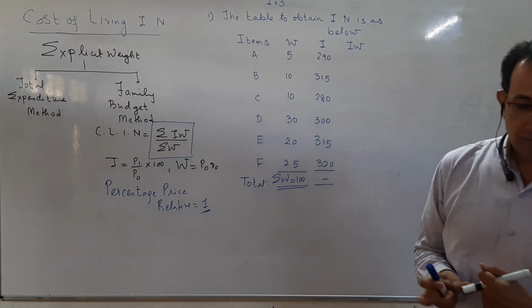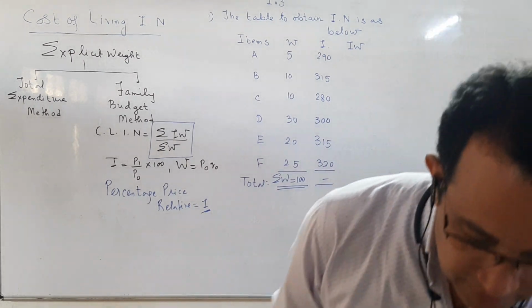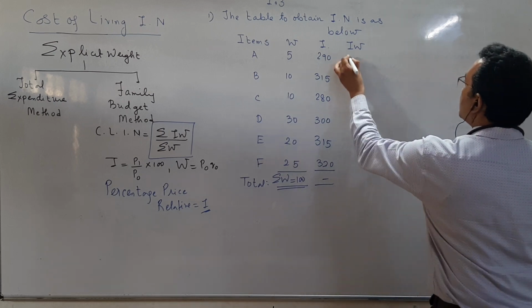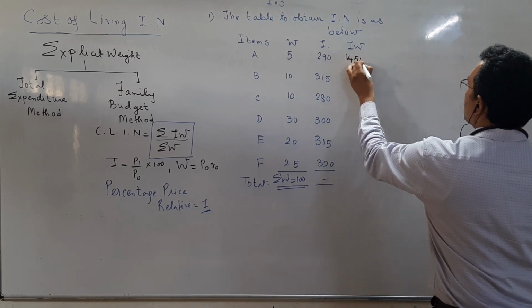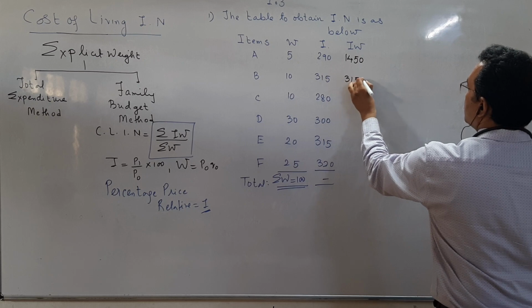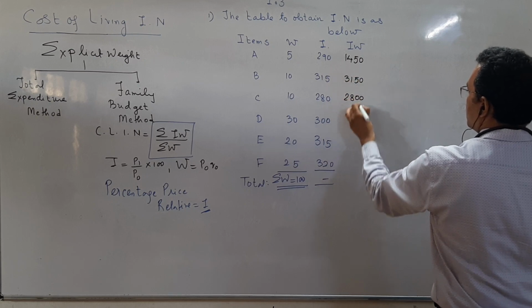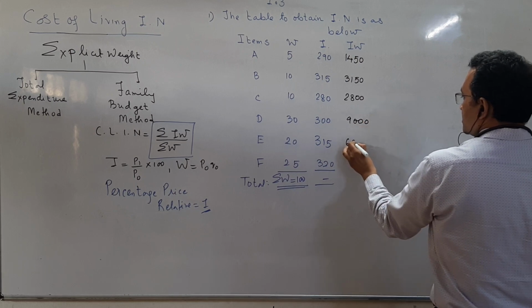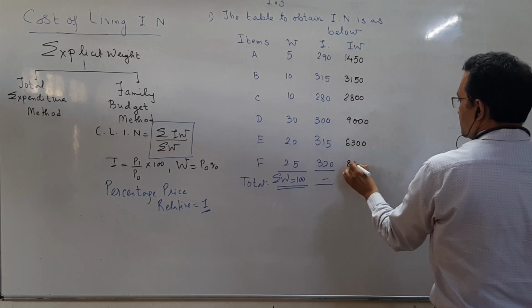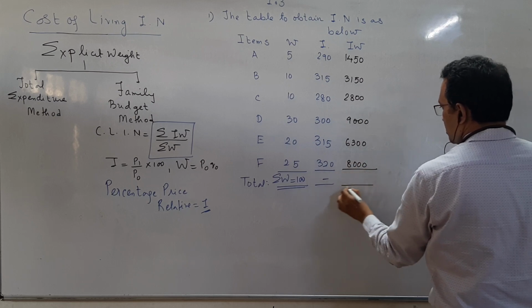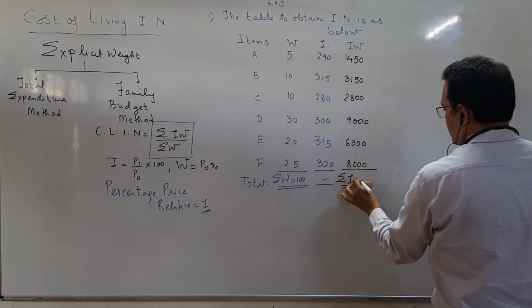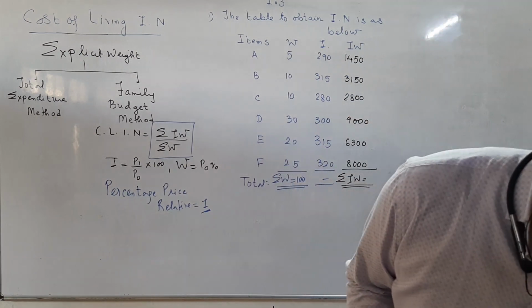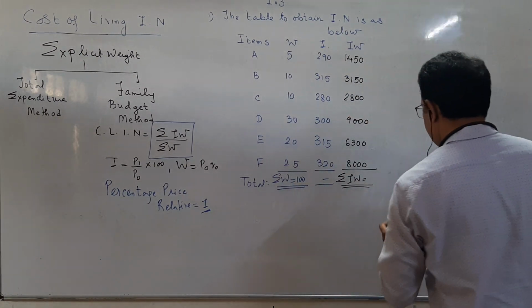290 into 5. So 290 students into 5 will be 1450. Then 3150, 2800, 9000, 6300. This is 8000. So if I total this, then sigma IW is how much? Let me check. 30,700.